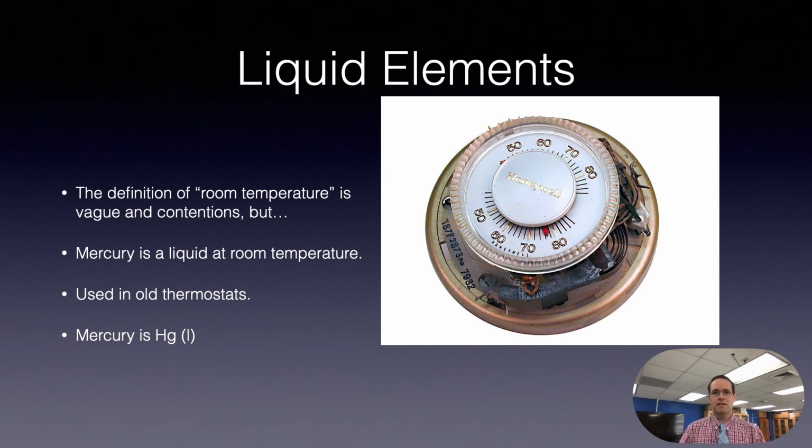Now, the definition of room temperature is kind of a little vague. It's contentious because what is the temperature of your room? It might be cold or hot depending on the country or time of year. So anyways, for sure, we list two elements.